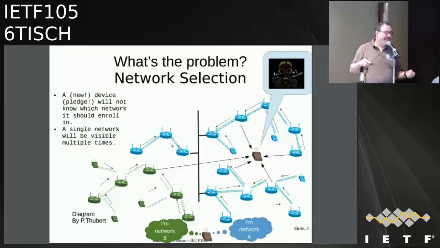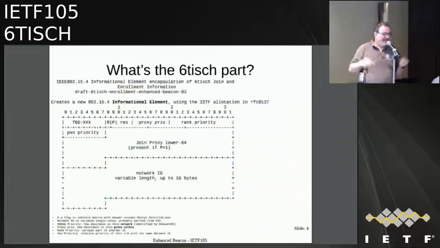In particular, this not only applies to the join step, the enrollment step, but it also applies to sleepy nodes that may have slept too long and have gotten out of sync on their ASNs, and therefore need to have the keys, but they need to then figure out which part of the network they need to join and do the right thing. So, 6TISCH part. We've created an information element which goes in the enhanced beacon that uses the IETF allocation that Tero Kivinen got us from the IEEE in RFC 8137, and gives us a bunch of things in there.